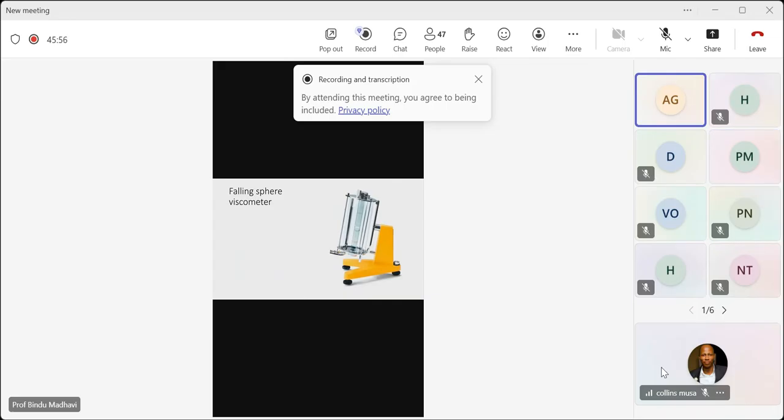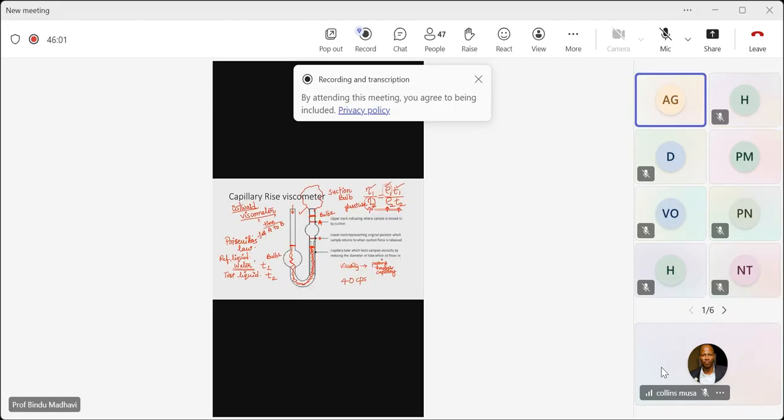Prof, sorry for taking you back. What does the E1 stand for in reference to the formula? It is not E, it is rho. Rho, density. Understood.